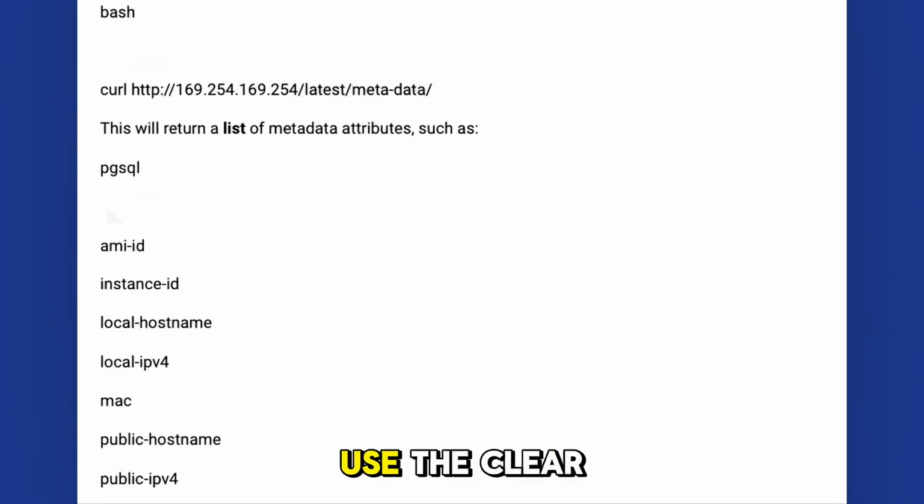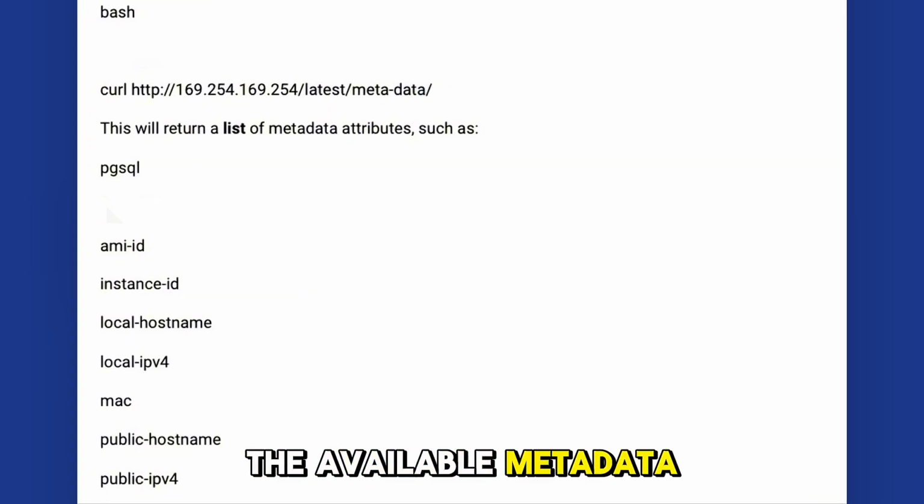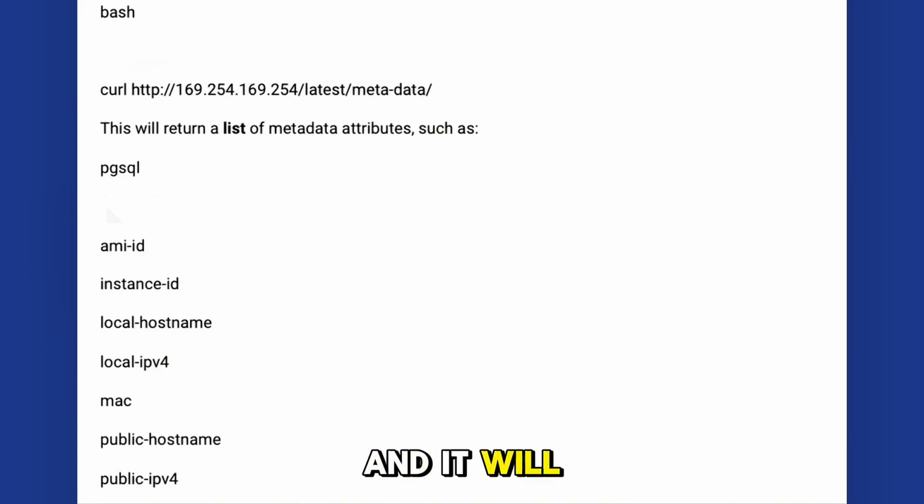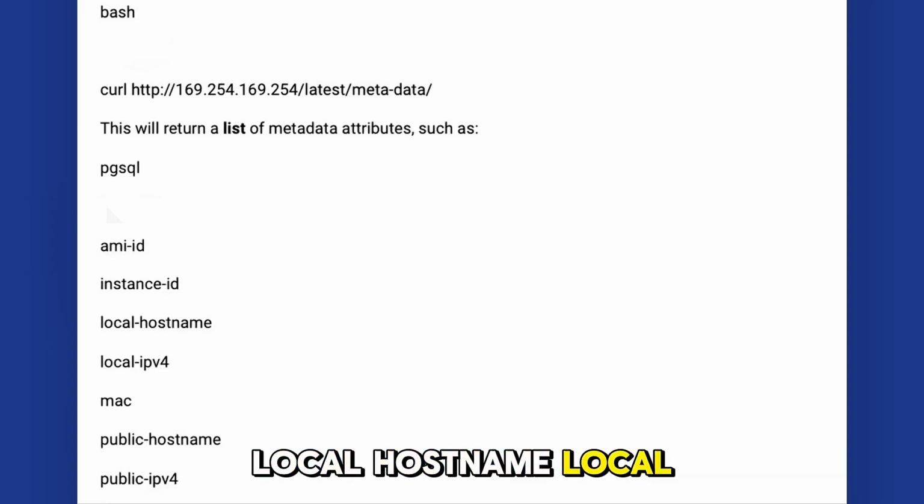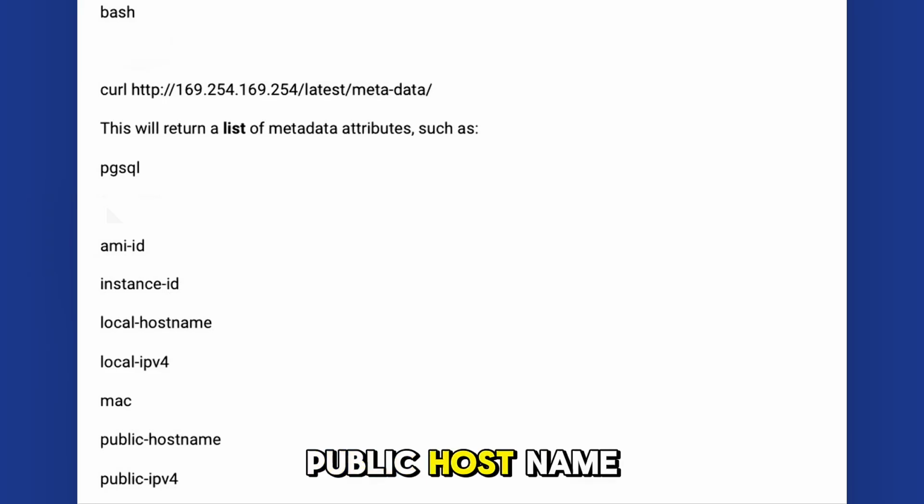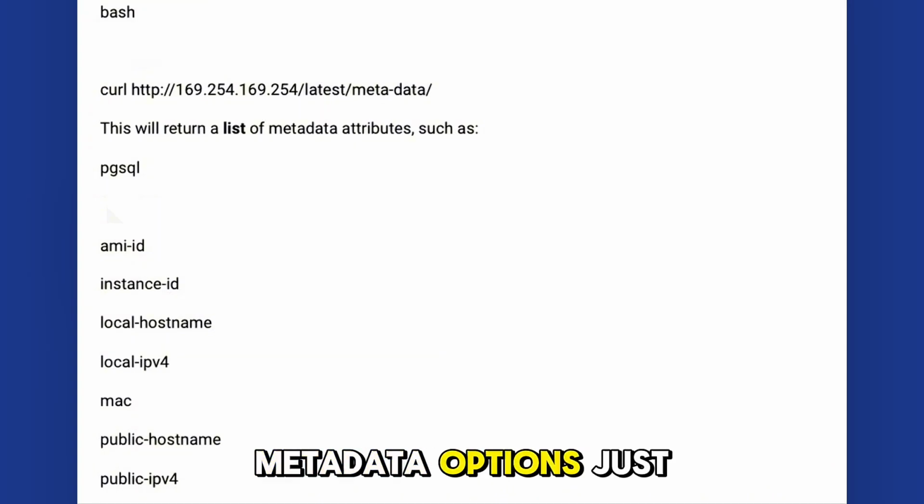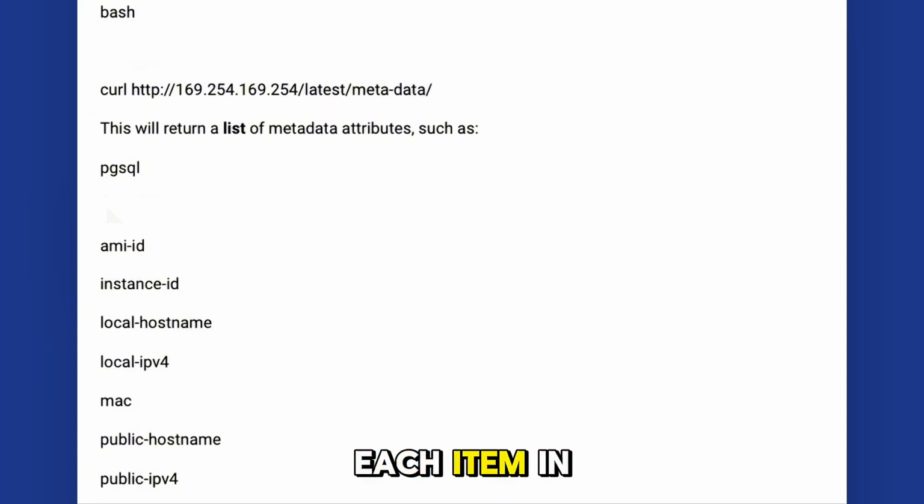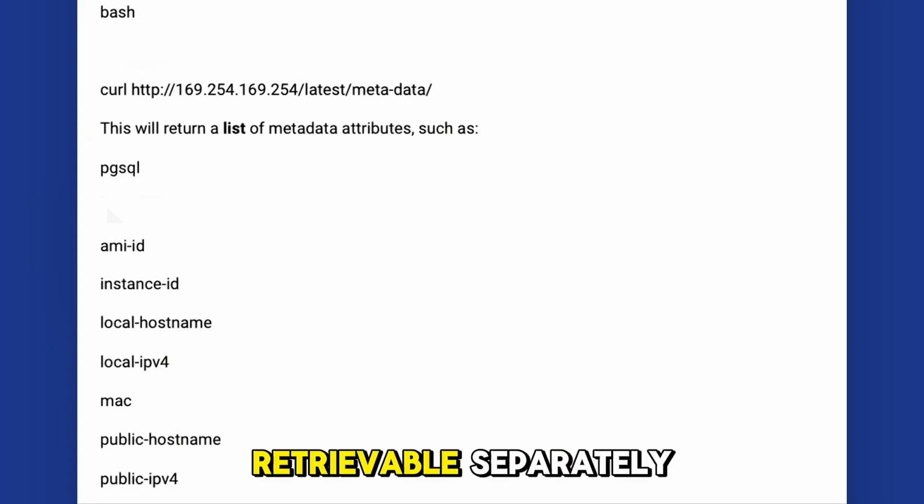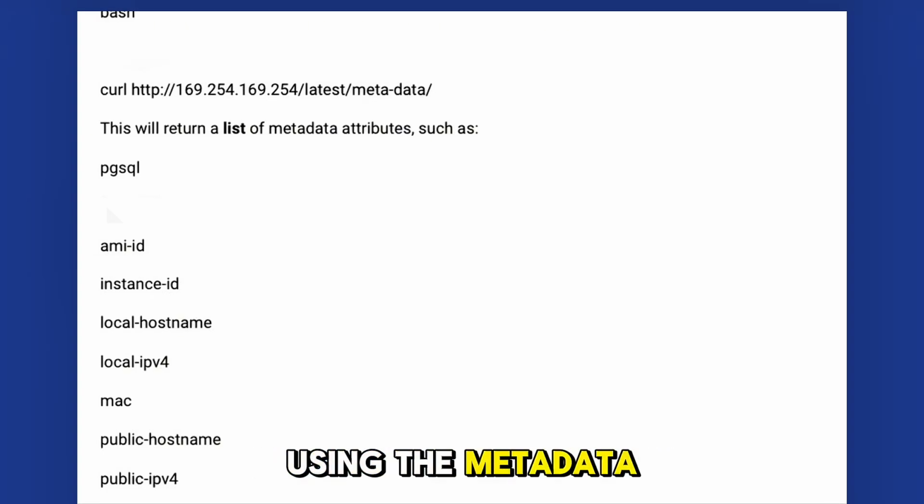You can also use the curl command on this screen to retrieve all the available metadata categories. It will return the list of metadata attributes such as the AMI ID, instance ID, local hostname, local IPv4, public hostname, and public IPv4 as well. This command helps us to explore all available metadata options. Just as I said, each item in the list is retrievable separately using the metadata URL.